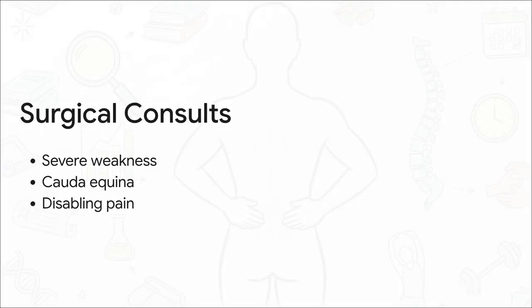Finally, when do we actually pull the trigger on a surgical consult? The rules here are incredibly strict. We refer urgently for severe or progressive motor weakness, or obviously any signs of cauda equina syndrome. On an elective basis, we might refer someone if they have persistent, severely disabling radicular pain that just isn't responding to any non-surgical care. But it is so important to remind our colleagues and our patients that minor neurological deficits, like a mild foot drop from a disc herniation, often recover perfectly fine with conservative management. They do not automatically mean someone needs to go under the knife.